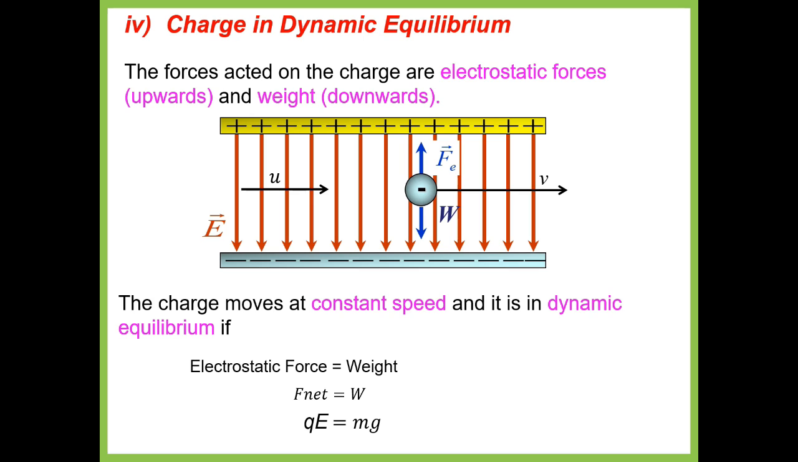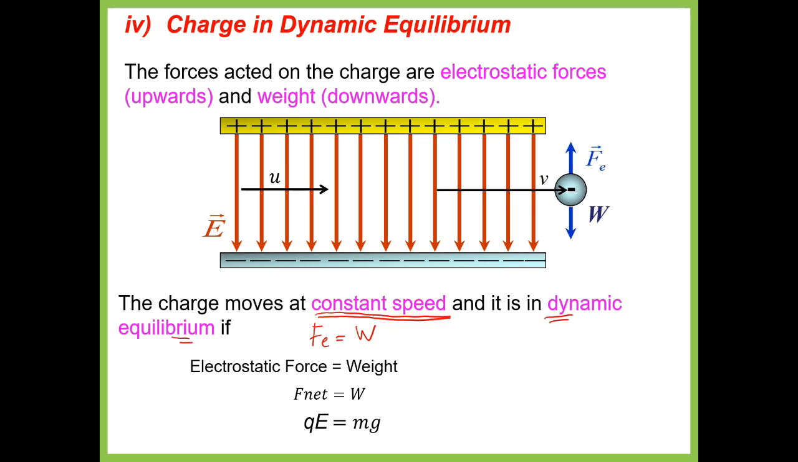Here comes the last case of charge in a uniform electric field. This is the situation for a charge in dynamic equilibrium. For dynamic equilibrium, again we have the electrostatic force acting upward and the weight acting downward. Both of these forces have the same magnitude, but they act in opposite directions. So the charge will move at constant speed because both forces act in opposite directions, and the charge is said to be in dynamic equilibrium. And this is the motion of the charge when it is in dynamic equilibrium.